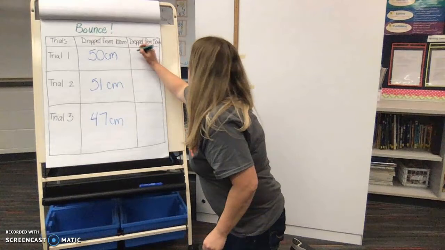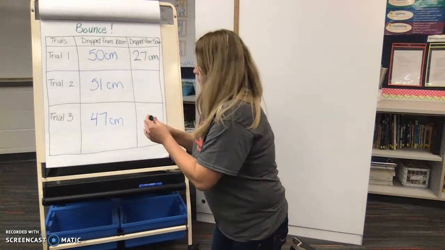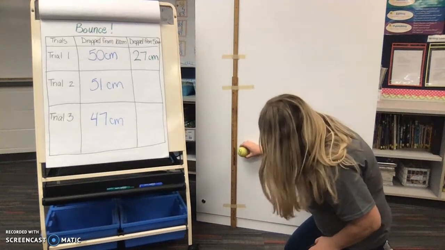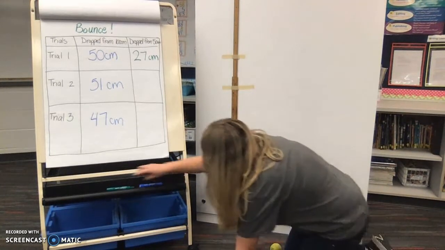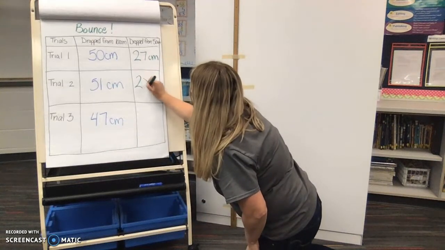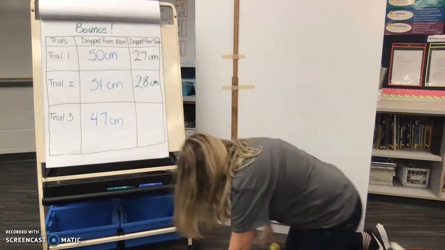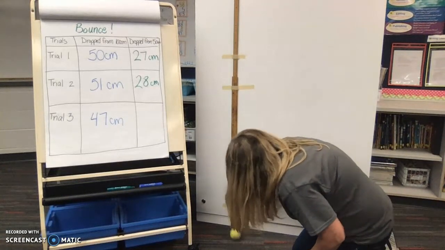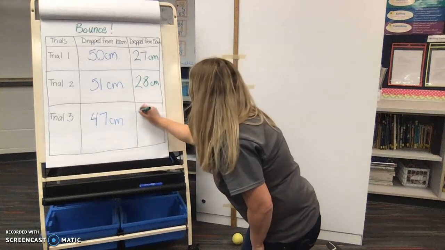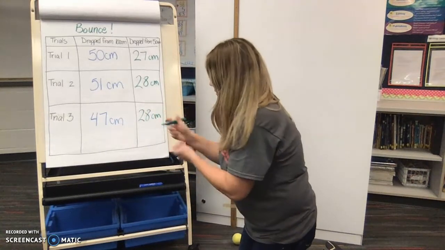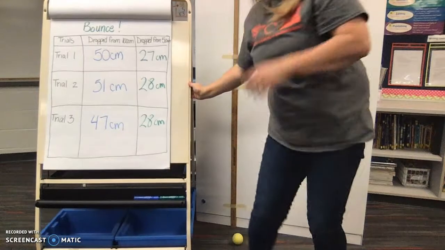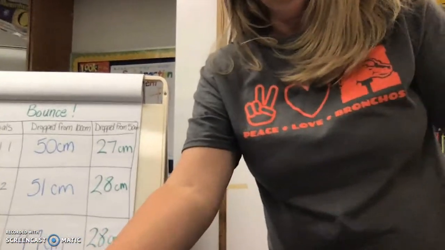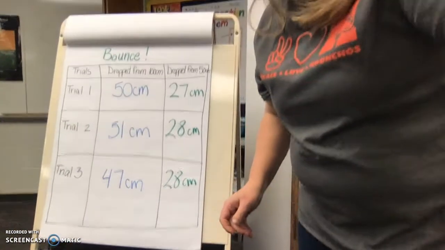I'm going to record that. Let's try that again. Maybe 28. And once more. Again, 28. Let me turn this just a bit so you can see it more carefully. That's not helpful. There we go.